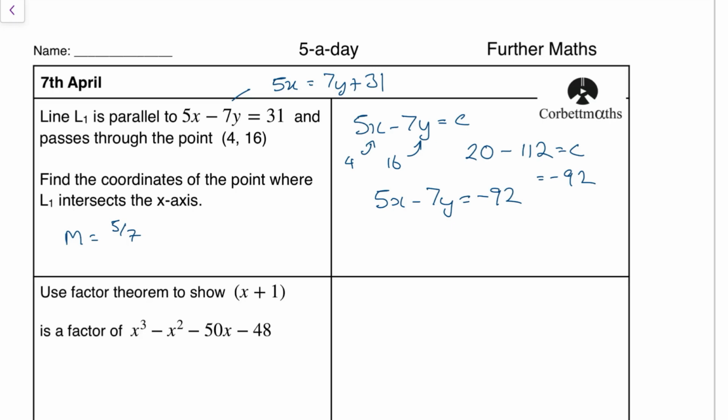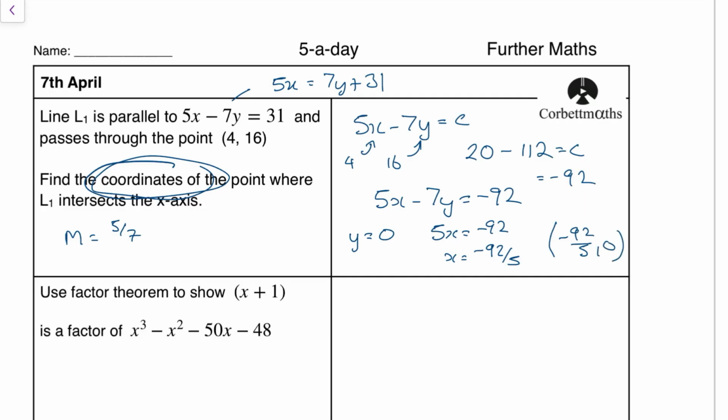Now, the question says, what's the coordinates of the point where L1 intersects the x-axis? In other words, where y equals 0 because it hits the x-axis. So therefore 5x equals minus 92, which means x equals minus 92 over 5. So the coordinates are minus 92 over 5, 0. And that is it. Question done. Good question, that one. I like that question.